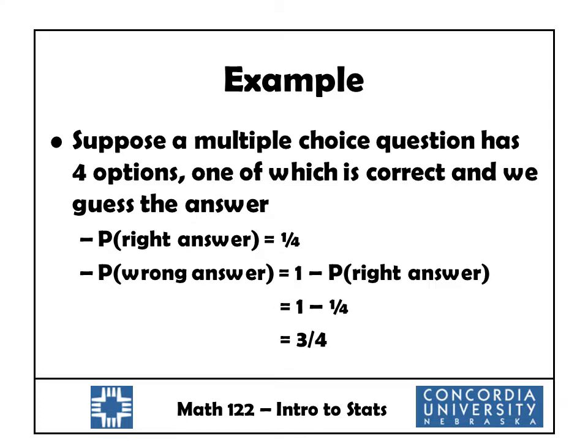Now the probability of the wrong answer, there's a couple of ways that we could calculate this. Again, the wrong answer is the complement of the right answer. So the probability of the wrong answer is 1 minus the probability of the right answer, which is 1 minus 1/4, which is 3/4. We could have also calculated this directly from Rule 2, because if I have 4 options, one of which is correct, that means 3 of them are incorrect. Take 3 divided by my sample space of 4, I get 3/4.